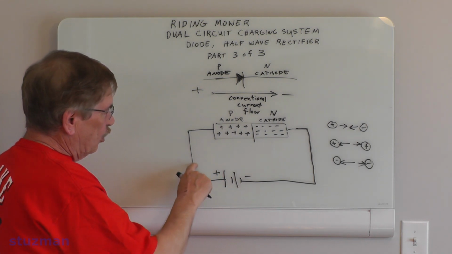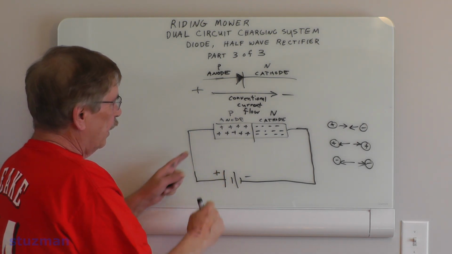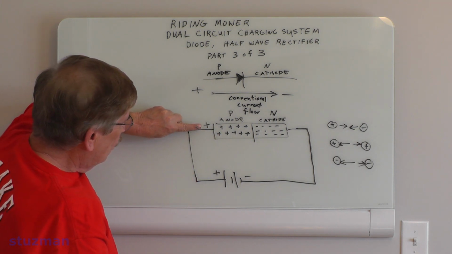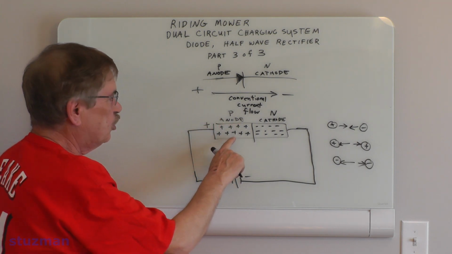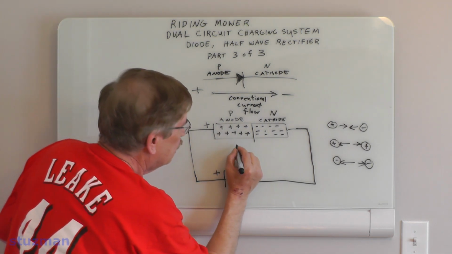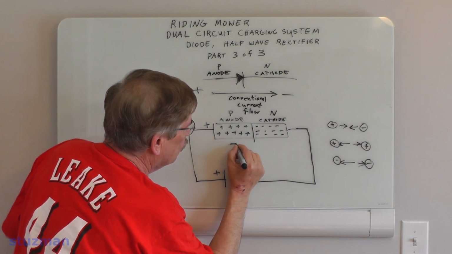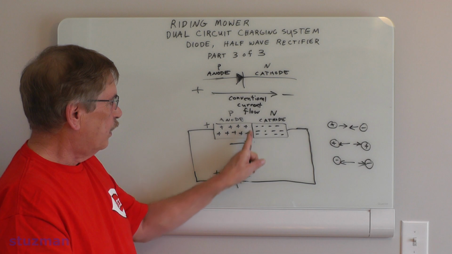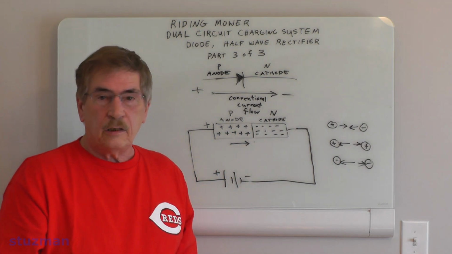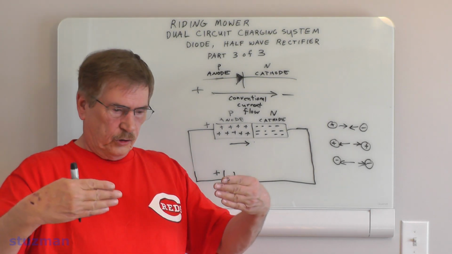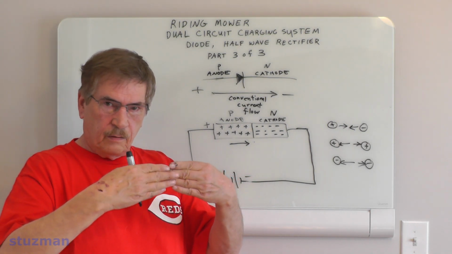We take the positive charges that are coming out of the battery, and you can see that the positive here is going to be repelling the positive charges that are inside the P-type material. So you can see that these positive charges are going to go in this direction towards this line right here, which is called a P-N junction. This is where the P and the N-type materials are together.